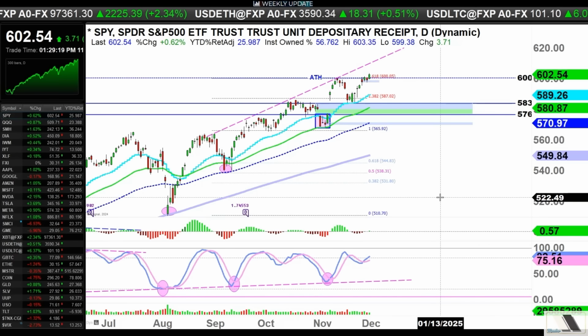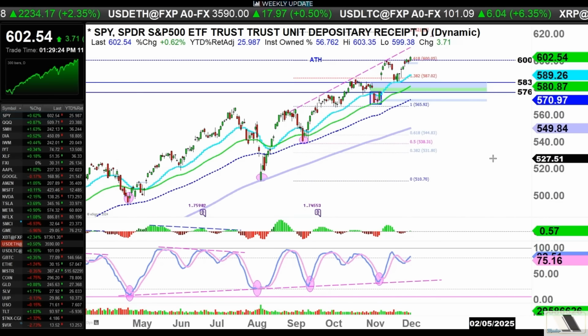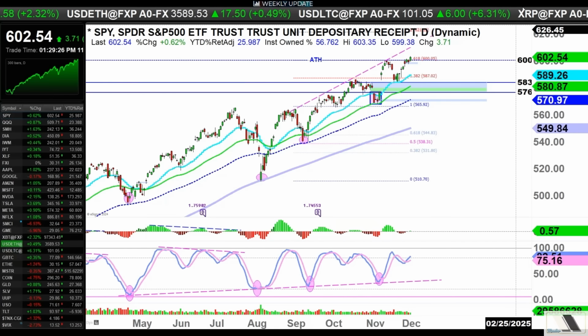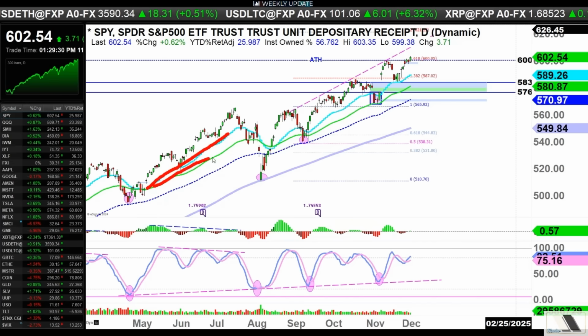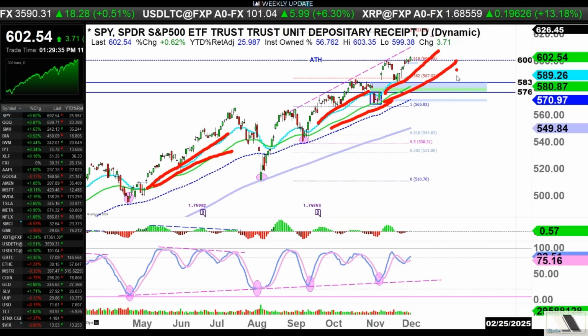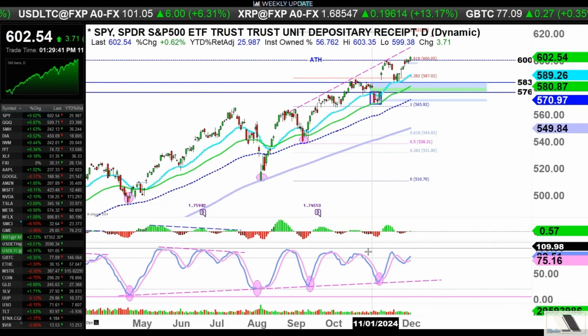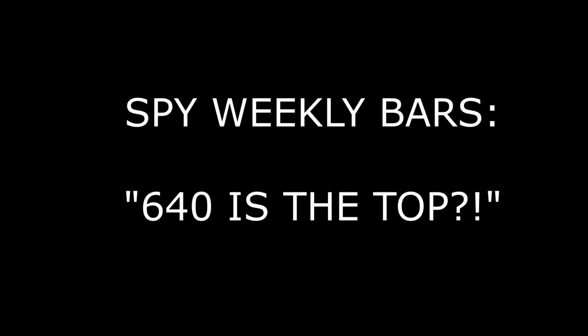So overall, if you look at this chart here, we want to continue to give the benefit of the doubt to the buyers. A lot of times, looking at the micro term and the short term is really going to help guide you through riding this trend. All right, let's go to weekly here.